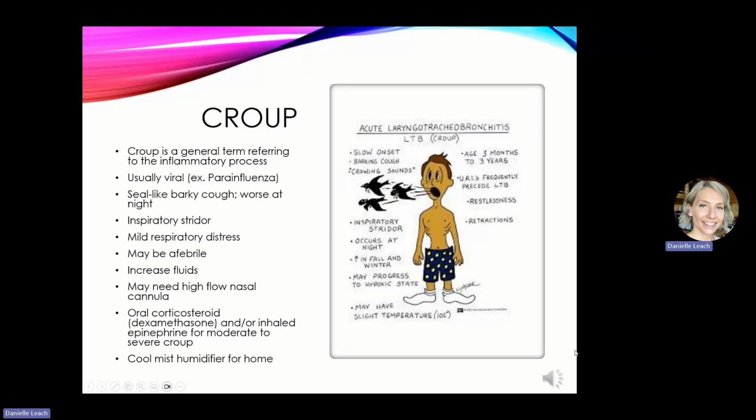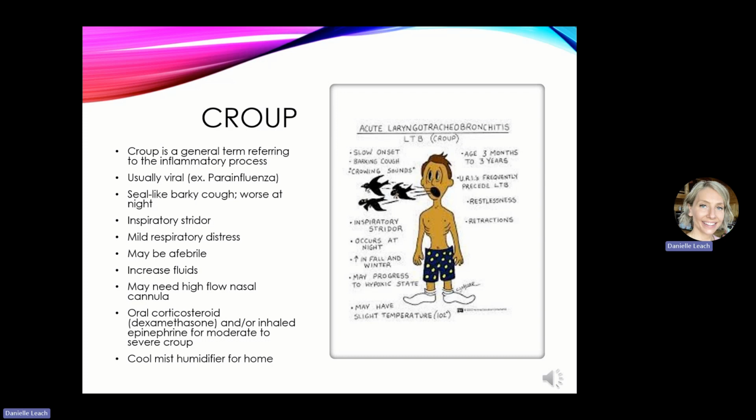So croup is a general term referring to the inflammatory process and the symptoms that all go together to make up croup. It's not necessarily one specific virus. It is usually viral. The most common one that causes croup is parainfluenza, but it could also be caused by any of the other viruses like RSV or adenovirus or the flu.